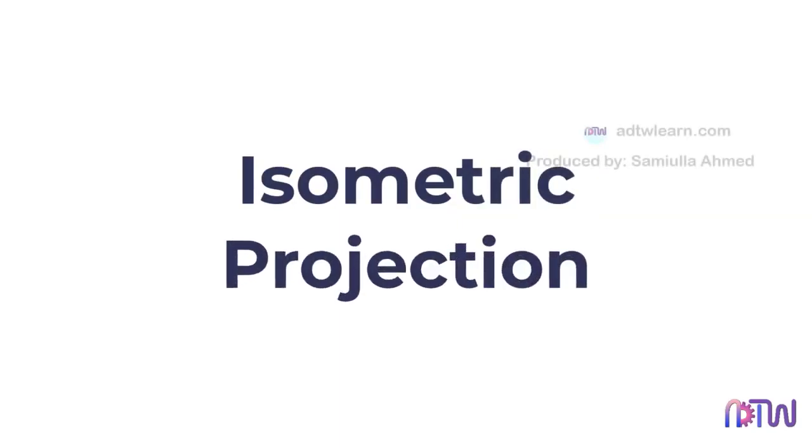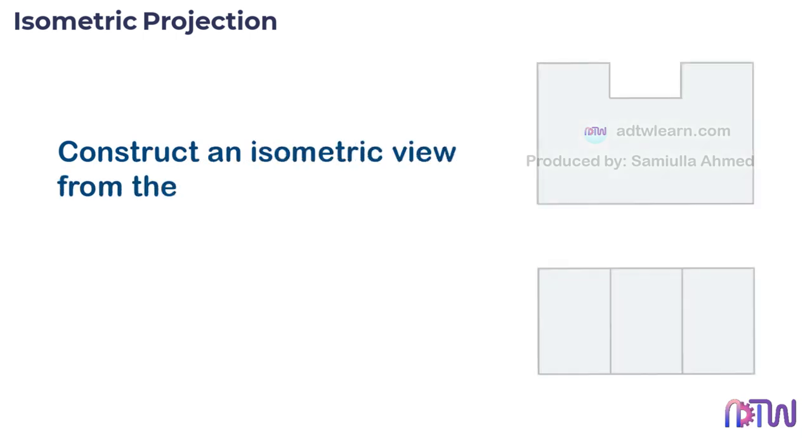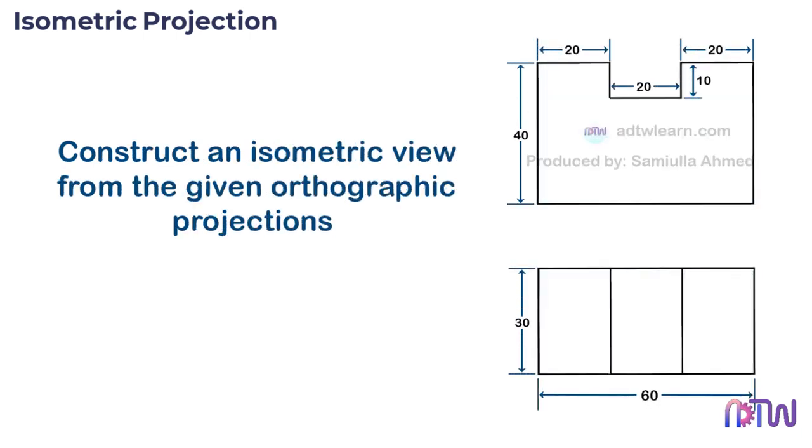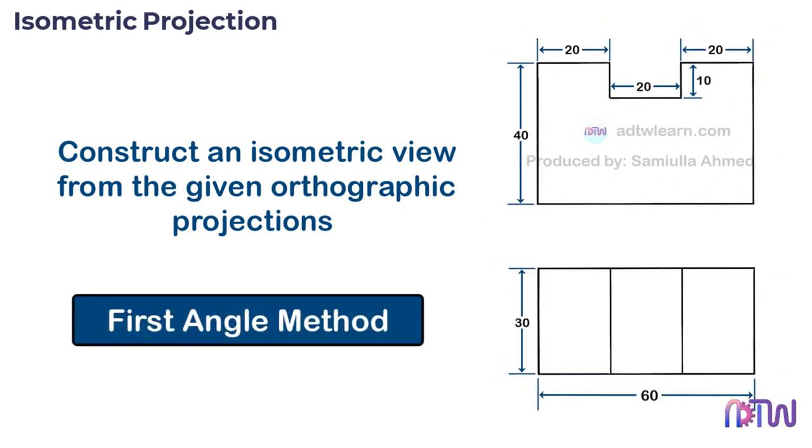Isometric projection. In this video, we will learn how to construct an isometric view of an object using its orthographic projections. Instruction will be given as follows. Construct an isometric view from the given orthographic projections. We need to construct an isometric view by looking at these figures. We will be solving this problem using the first angle method.